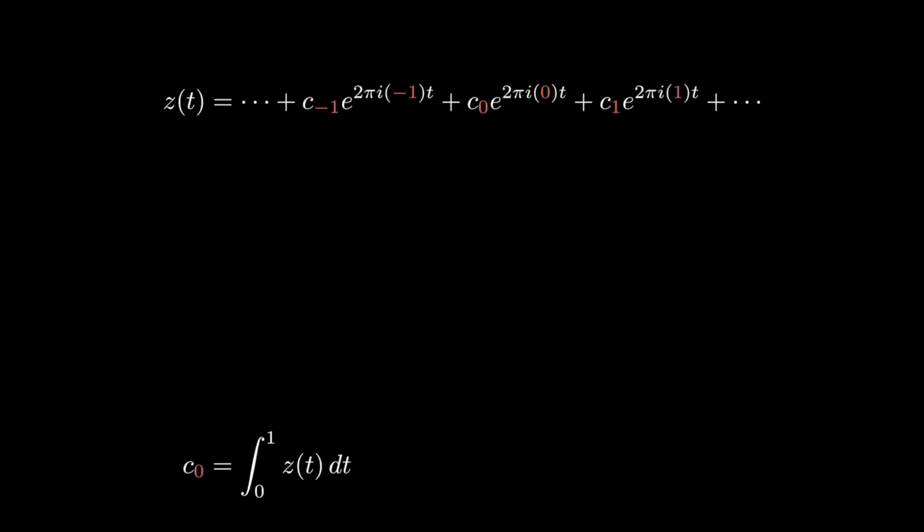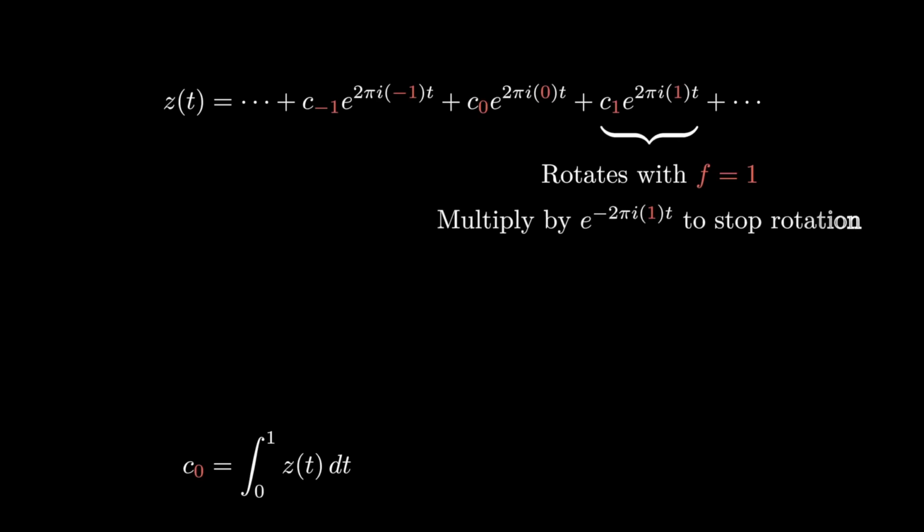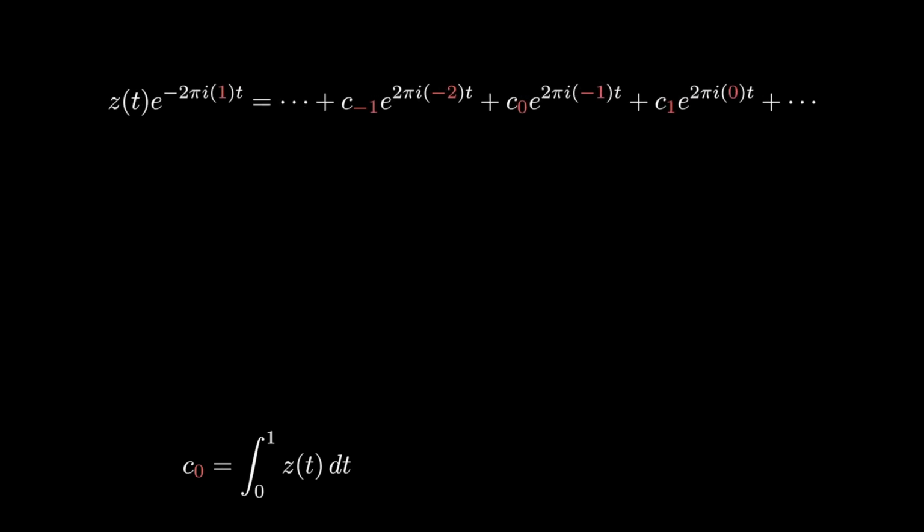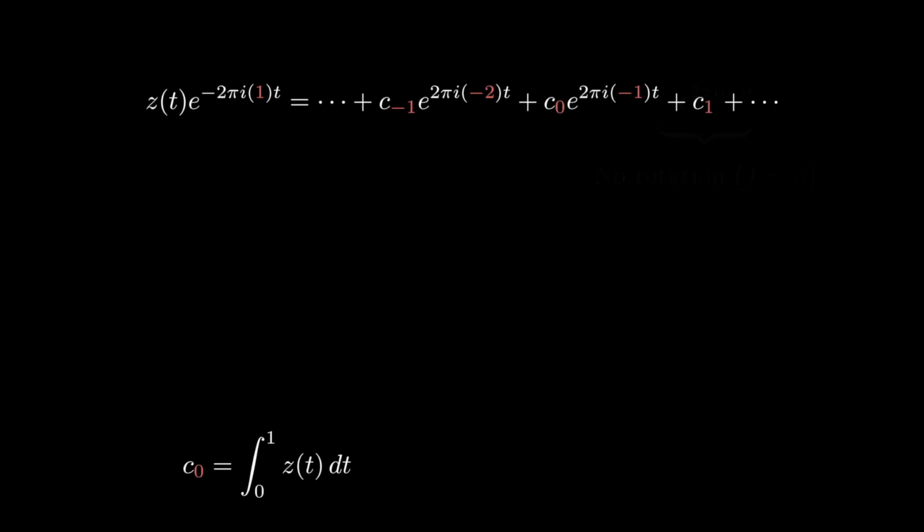As an example, recall that the n equals 1 term represents a vector that rotates counterclockwise exactly once per unit of time, which means to stop this vector from rotating, we would need to multiply it by a phase factor having the opposite frequency. Thus, we multiply the entire equation by the phase factor with frequency -1. The result is that the rotational frequency of every term gets decreased by 1, making the n equals 1 term independent of time, and causes the n equals 0 term to begin rotating.